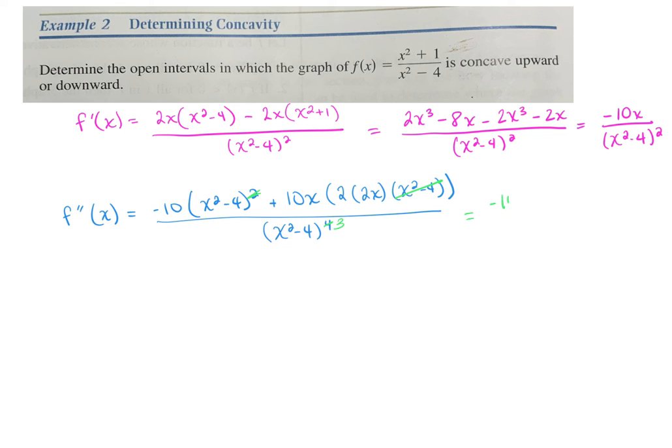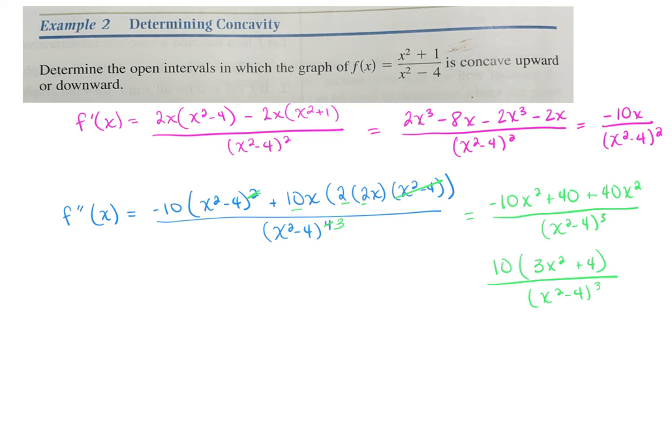So I have negative 10x squared plus 40, and then this is what? 40x squared. Oh yeah, they pulled out, and then that's over x squared minus 4 cubed. Just simplify this guy. I think they pulled a 10 out just to make it easier. So we have a 10 on the outside here. You get 3x squared plus 4 over x squared minus 4 cubed.